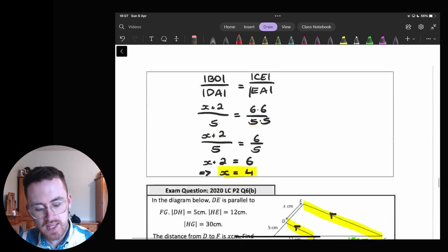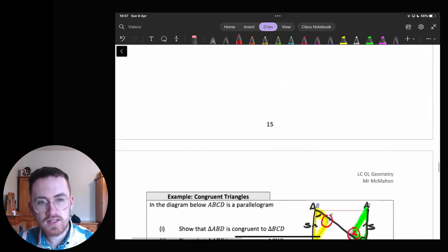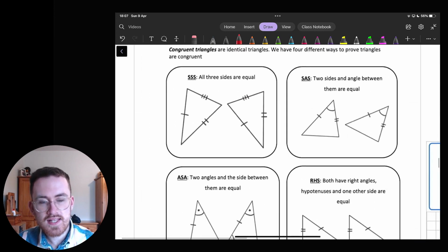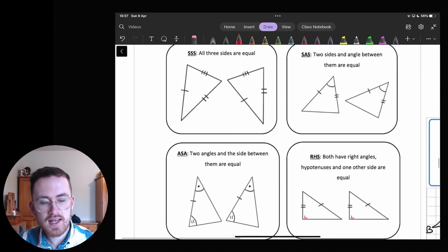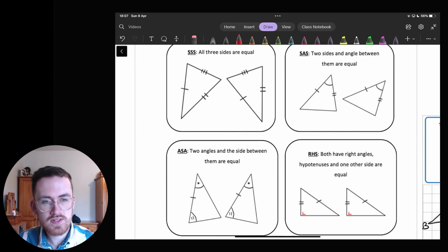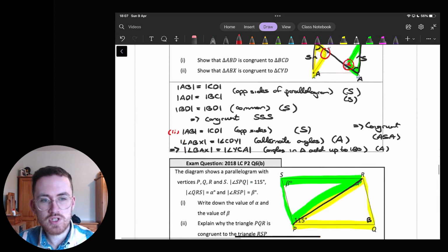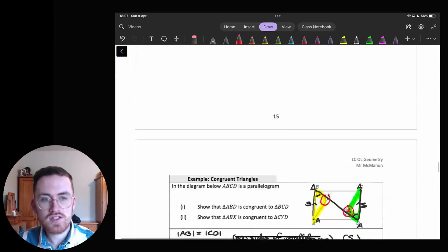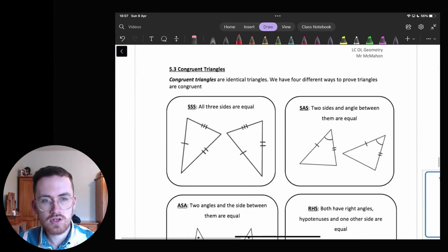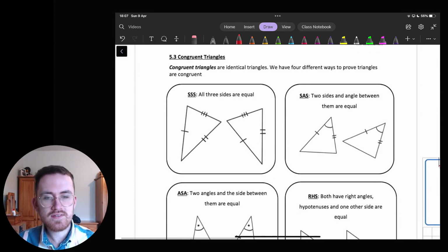Then in terms of our congruent triangles, we have our 4 rules: side, side, side; side, angle, side; angle, angle, side; and right angle, hypotenuse, side. And you need to be confident with using all of those 4 rules and using them like we've done in those examples to prove that 2 triangles are congruent or identical to each other. So that's 2 specific types of triangle questions or triangle problems that you need to be happy with answering.